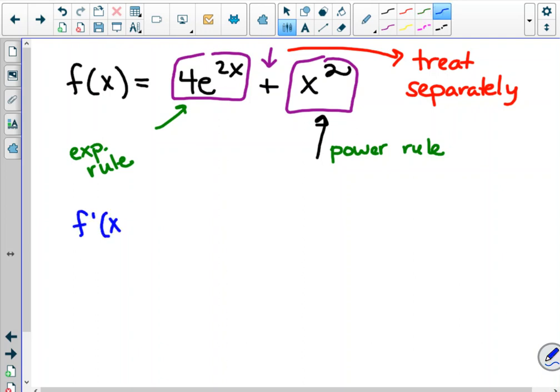So let's see. If you haven't written an answer for this yet, give it a shot. What do you think we're going to need? And then I'll write it down. 4e to the 2x plus x squared. It's a sum, so they're separate. What would my derivative be?